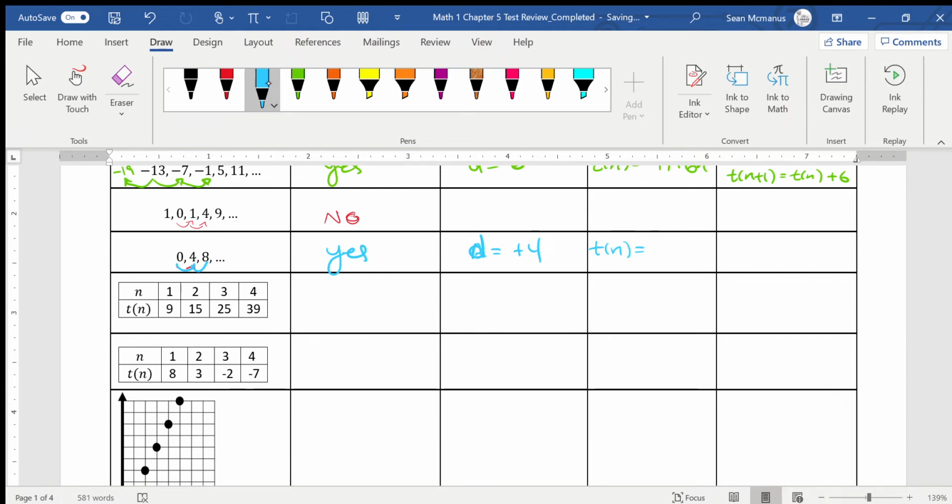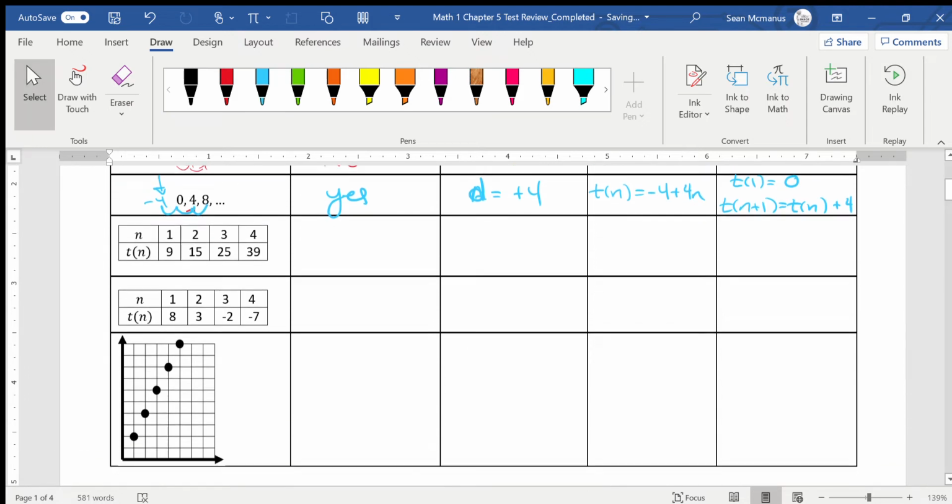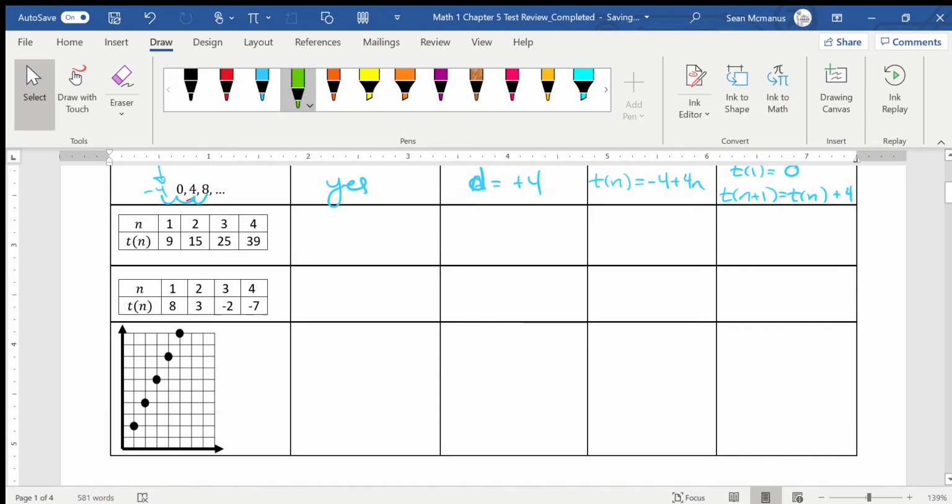I'm going to find my 0 term. So what would come before this one? So I subtract 4. Fill that in. And t of 1 equals the first term, not the 0 term. The first term was 0. And t of n plus 1 equals t of n plus 4. So you can see how these are all going to be pretty similar.